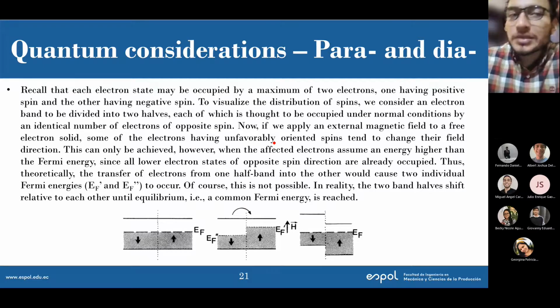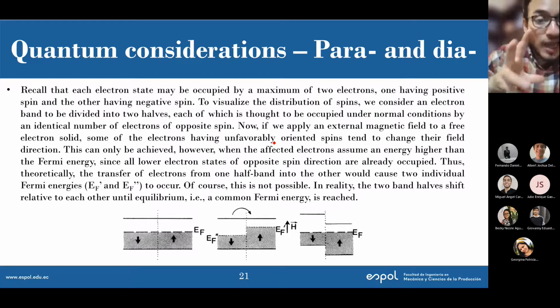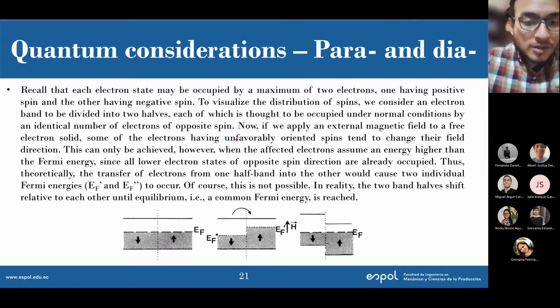So remember that each electron state may be occupied by a maximum of two electrons, one with a spin up, the other with the spin down, right? Let's take that analogy to magnetism. So let's consider that you have a certain distribution of spins in one domain.